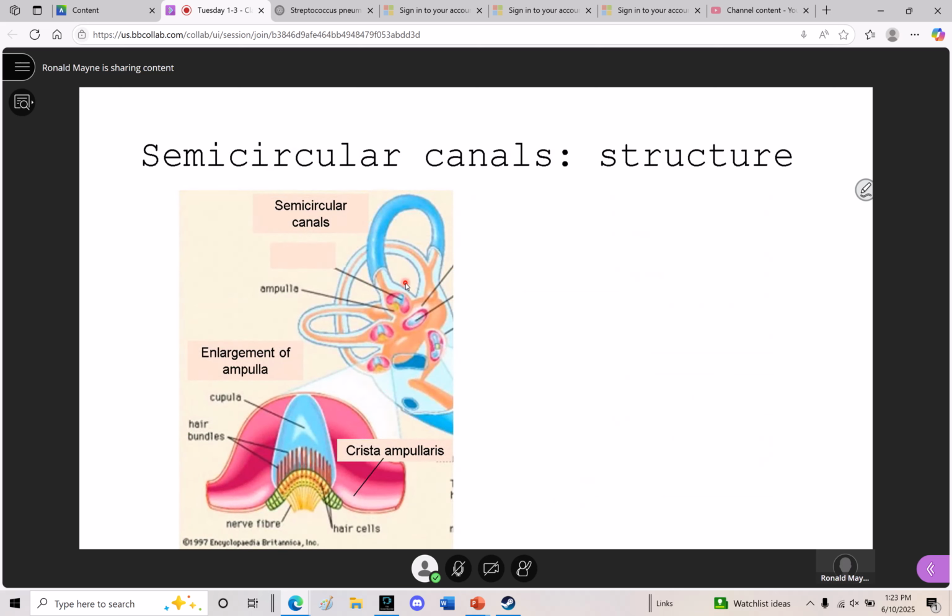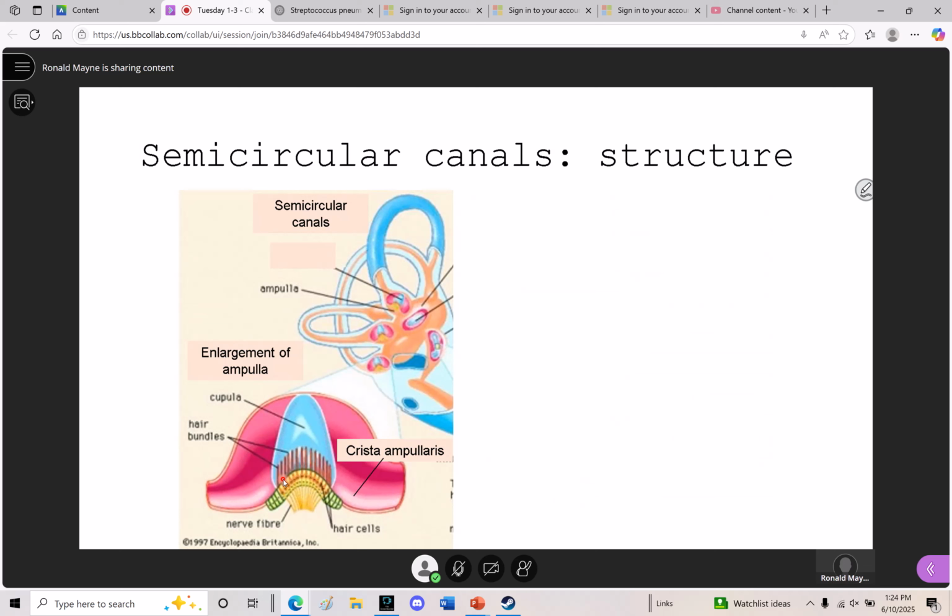Within the semicircular canals, in the ampulla, you've got hair cells. You haven't had histology, right? Okay, hair cells are columnar. That means they look like little columns. And they have stereocilia on top. Stereocilia are like little hairs that come out. That's why they're called hair cells.